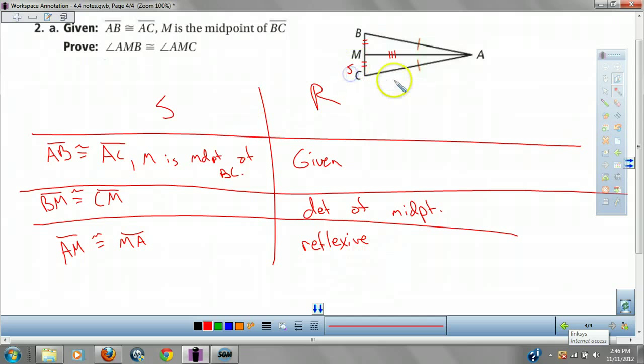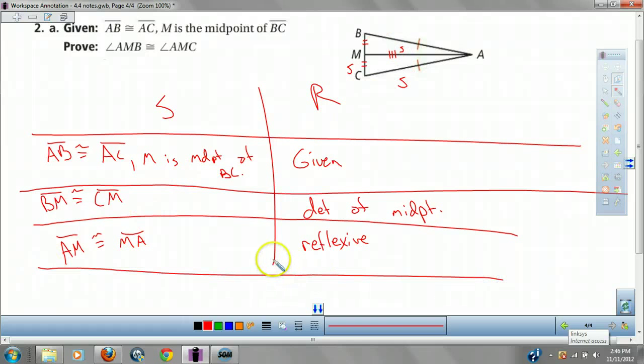Now, if I look at my triangles, I have a side and a side. I didn't make an AM joke about the morning.